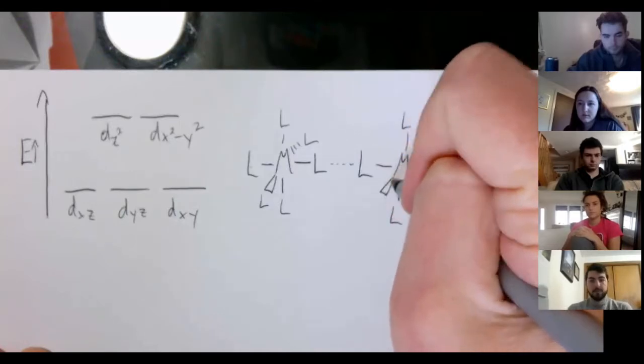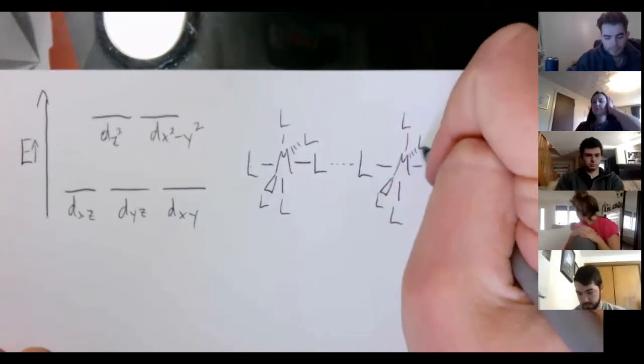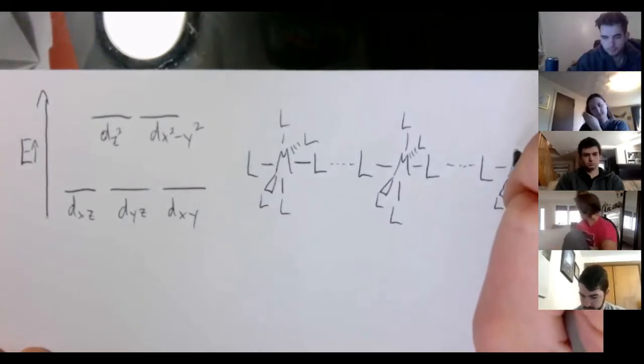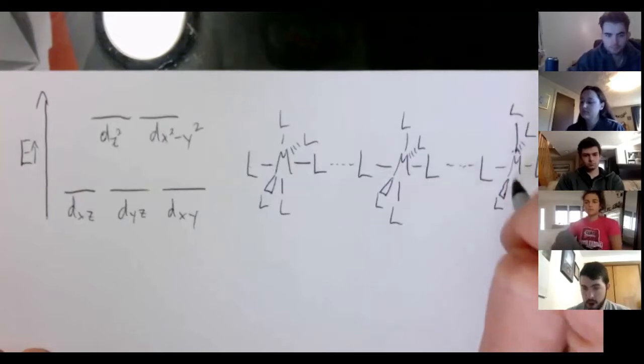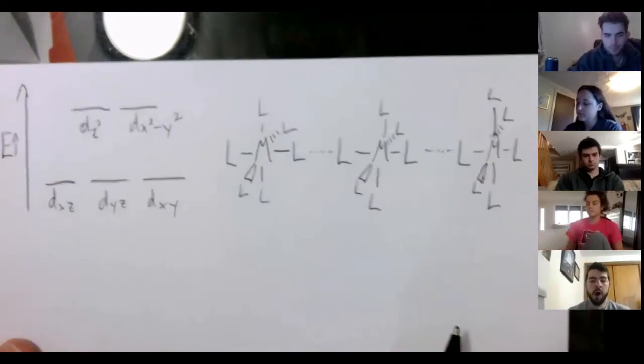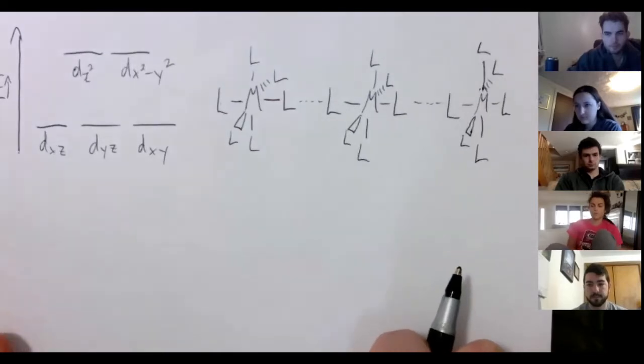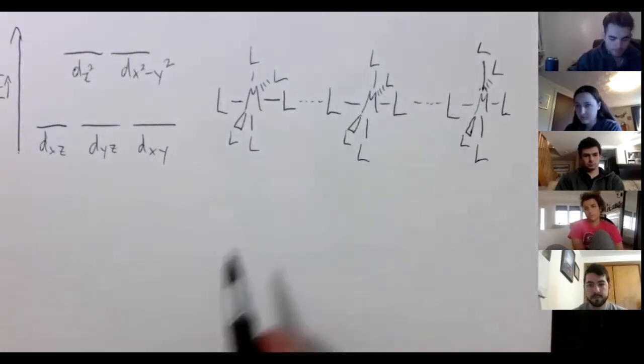So what does D5 mean then? A D5 means it has 5 d electrons. Okay. It only fills a certain level. Right. Okay. So now, right then.